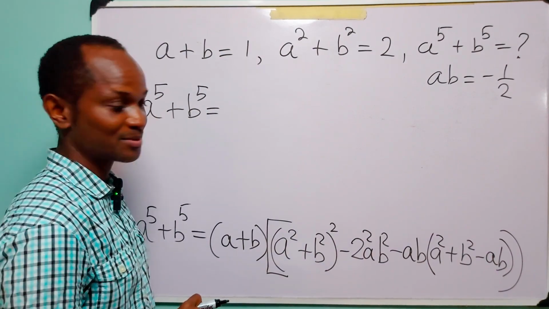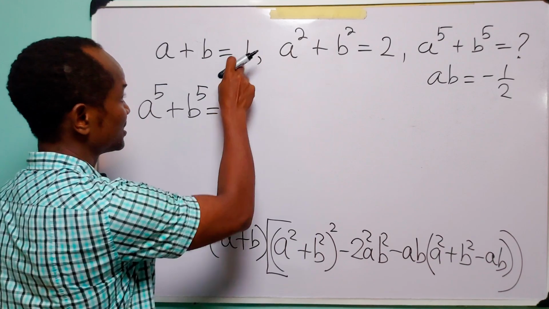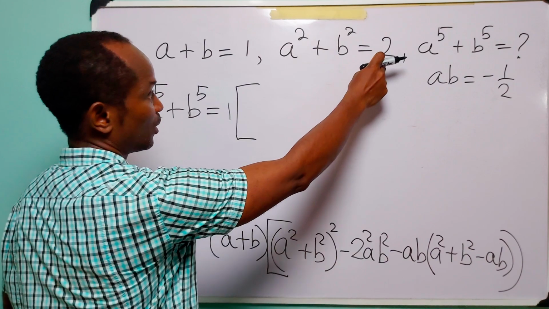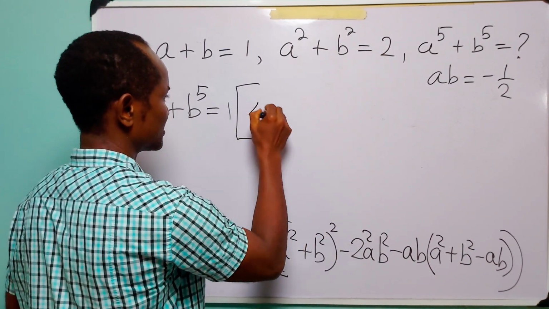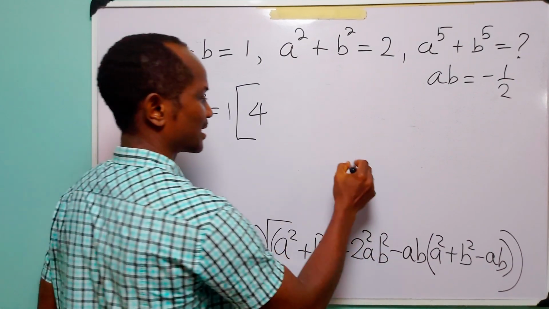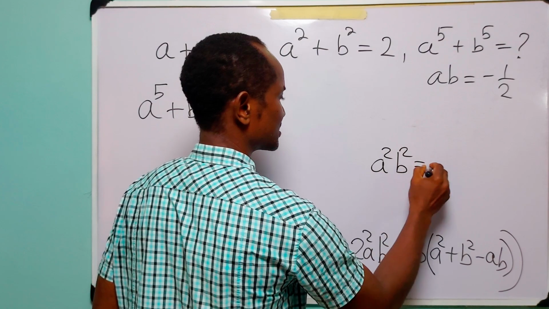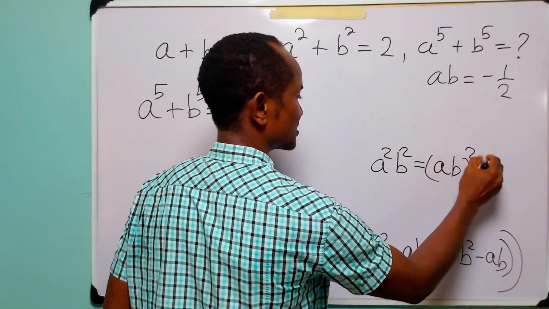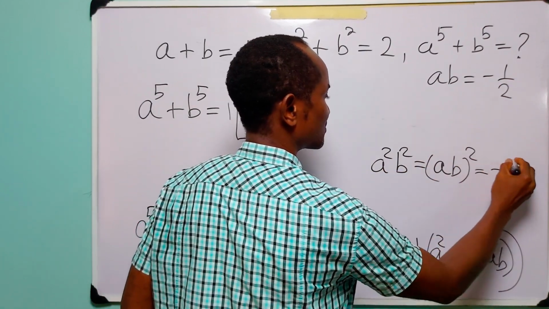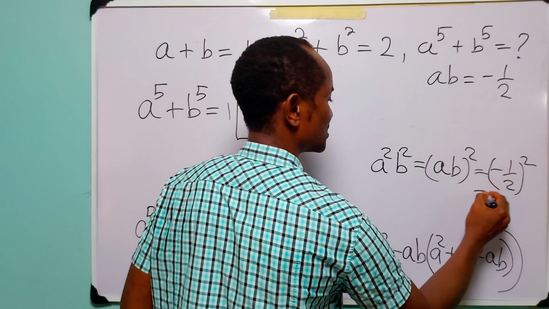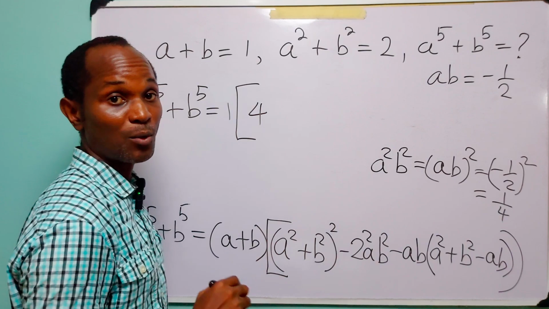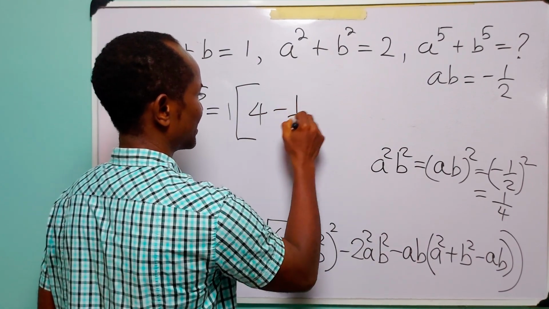Now all we have to do is to substitute. Of course, we know that a plus b is equal to 1. a squared plus b squared is equal to 2, and 2 squared is 4. This is 2a squared b squared. Let us remember that a squared b squared is equal to (ab) squared. And we have already calculated ab to be minus half. So this is equal to minus half squared, which is equal to 1 over 4. And 2 times 1 over 4 is equal to half. So this is minus half.